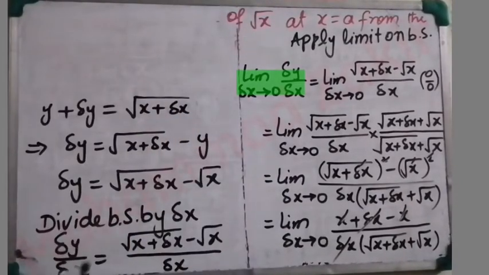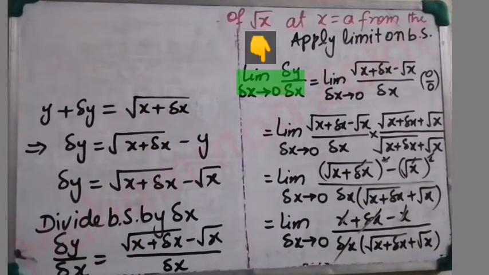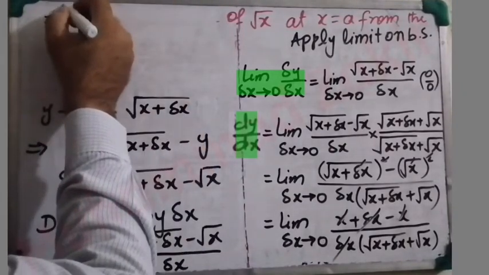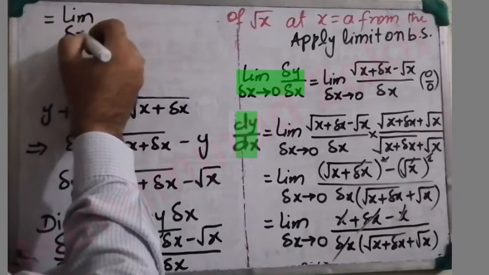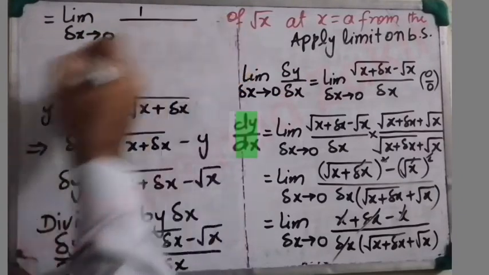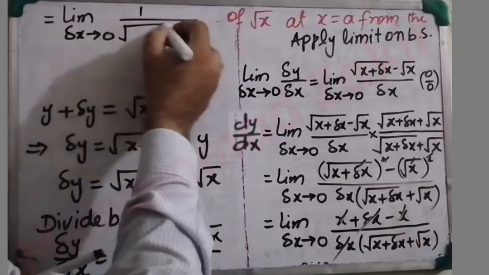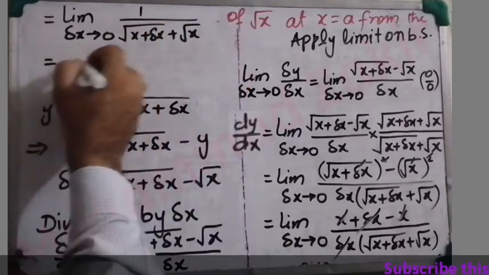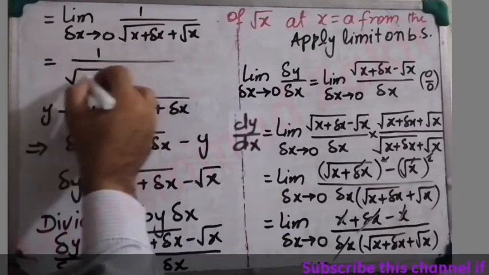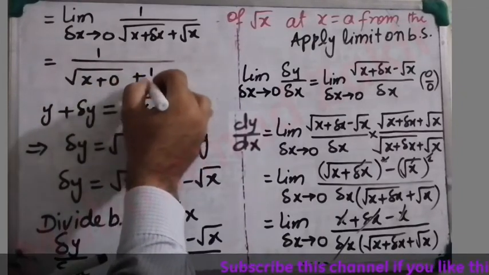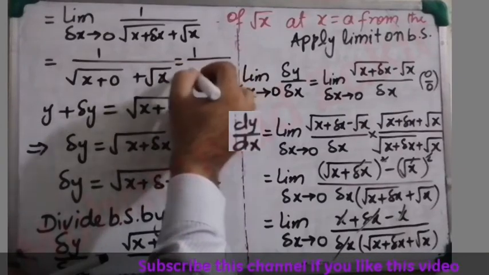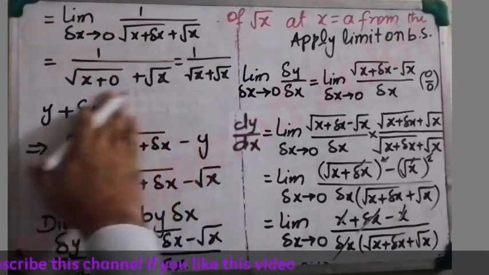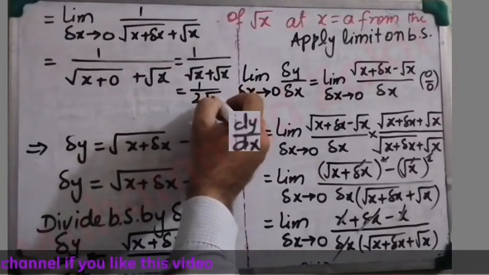We know that students limit delta x approaches 0, delta y by delta x is denoted by dy by dx. So this can be written as dy by dx just after that step. Limit delta x approaches 0, 1 by square root of x plus delta x plus square root x. This is the structure we have after rationalization, and now we apply limit. Limit tells us to write delta x 0. When we write it, we have 1 by square root x plus square root x. Obviously it is 1 by 2 square root x.